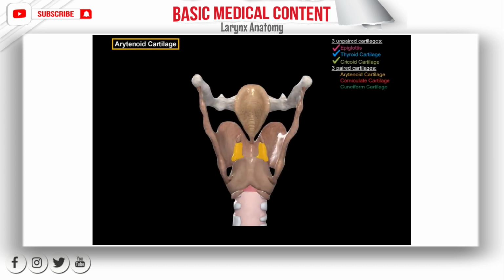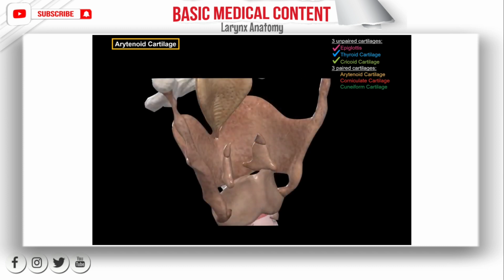Next we have the arytenoid cartilages, which are paired. They are located here in yellow, right above the cricoid cartilage. And if you look at them from a side view, you will notice that it has a triangular shape with an apex on the top and a base. The base has 2 parts or 2 processes.